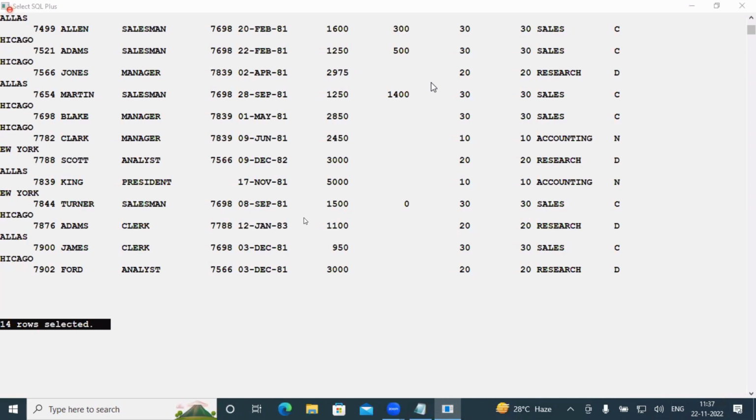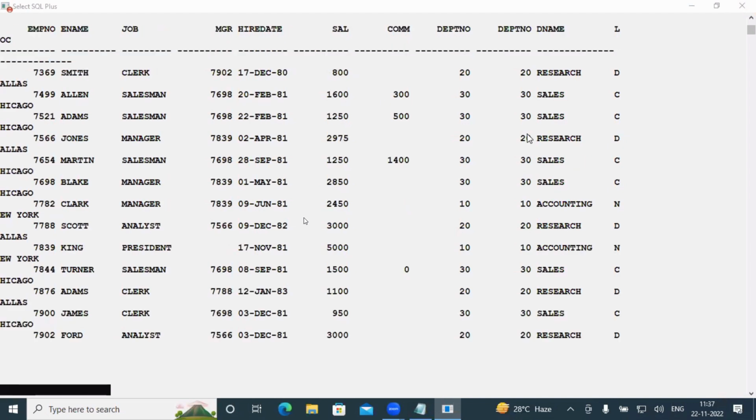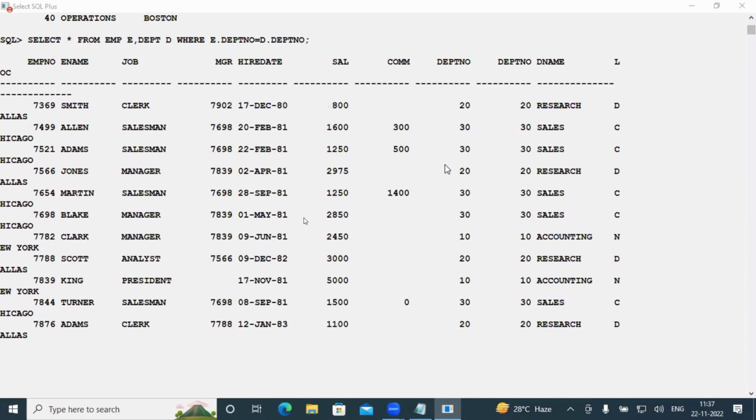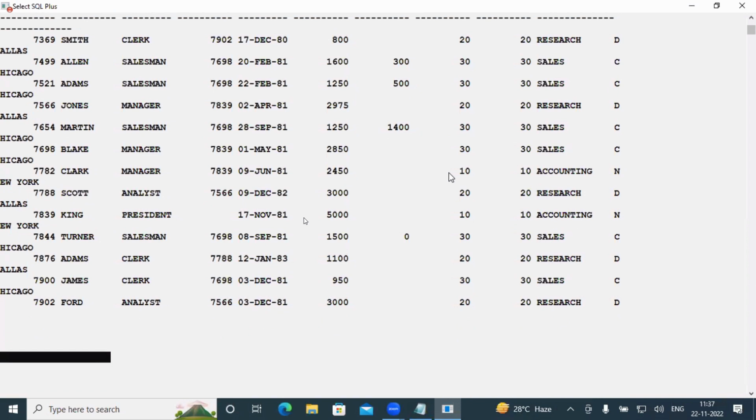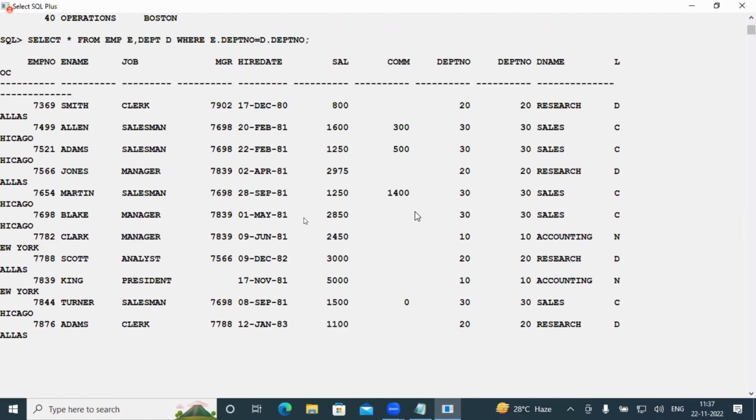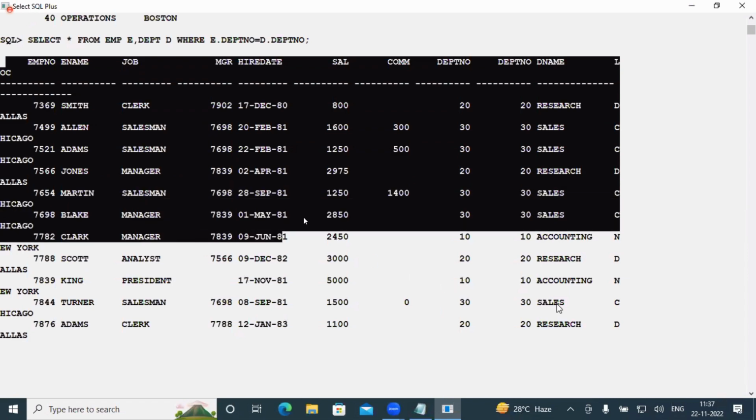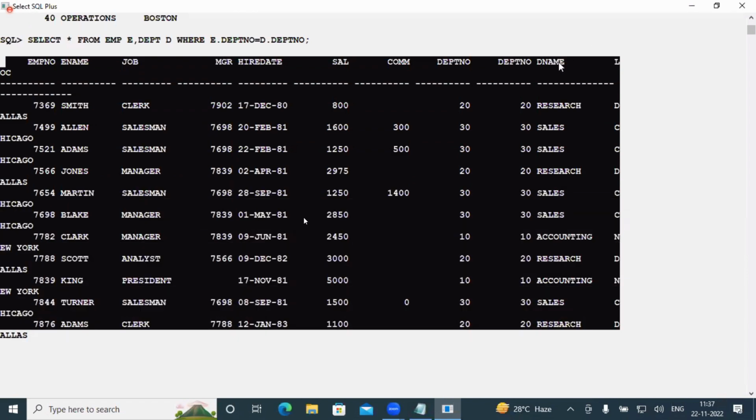Yes, 40 is not a matching row. Fine. So up to here, I joined these two tables based on department numbers. But what is required here? Department-wise, the sum of salaries I wanted. After combining these two tables' data, your department name column is there.